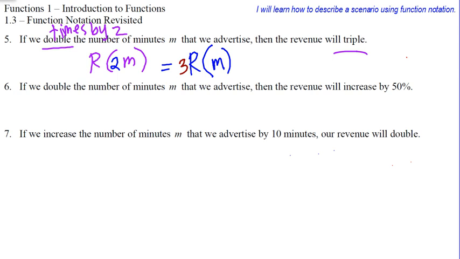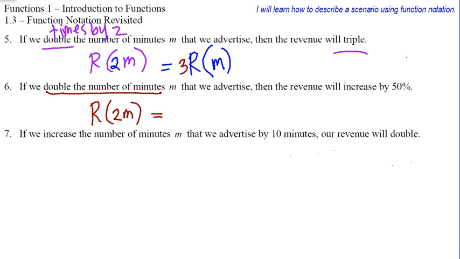All right, welcome back. I hope you actually did try it on your own. Let's see if you get it right. If we double the number of minutes, so we're not doubling the revenue, but we're doubling the number of minutes. So the 2 is not outside before the R, but it's inside with the M because we're multiplying the minutes by 2.